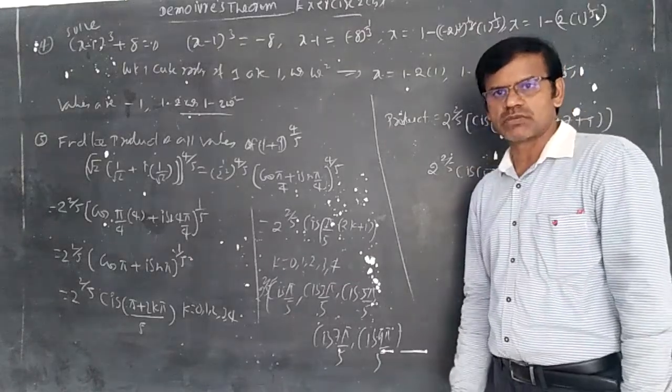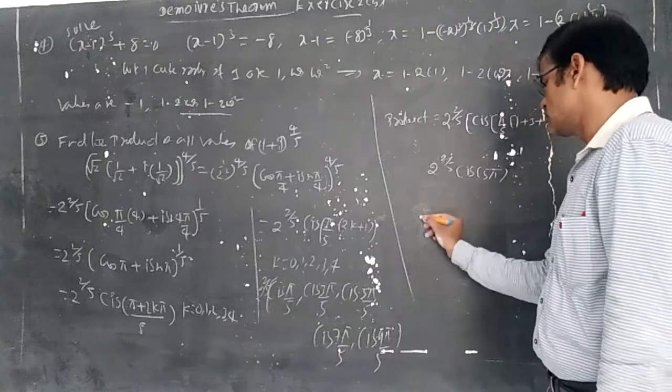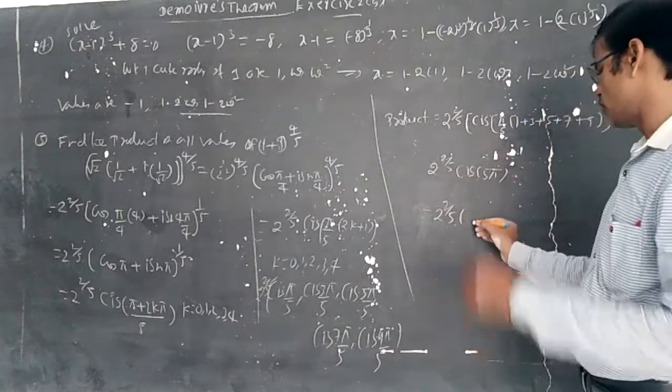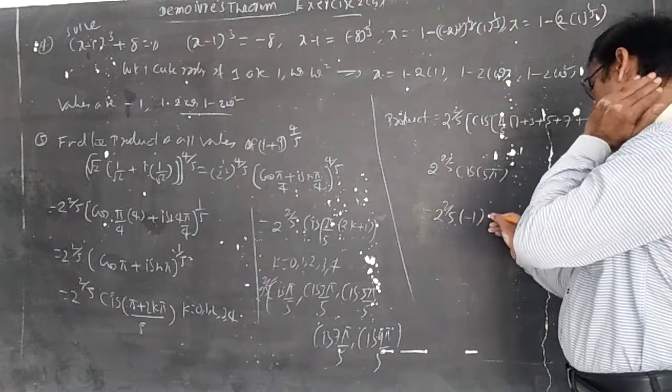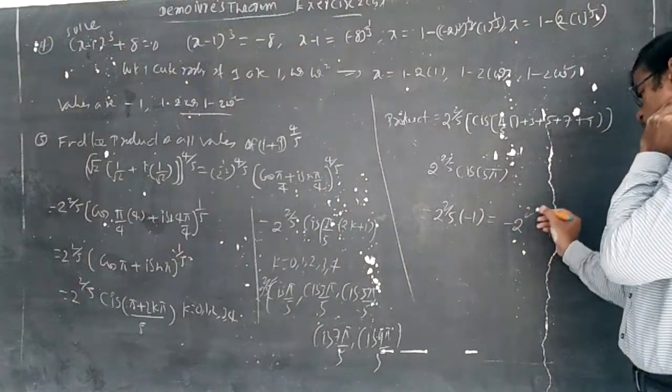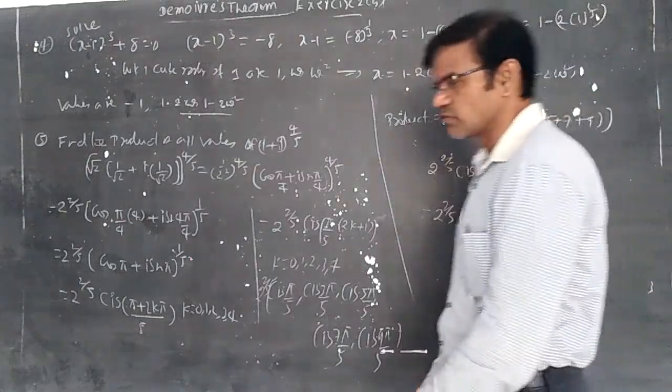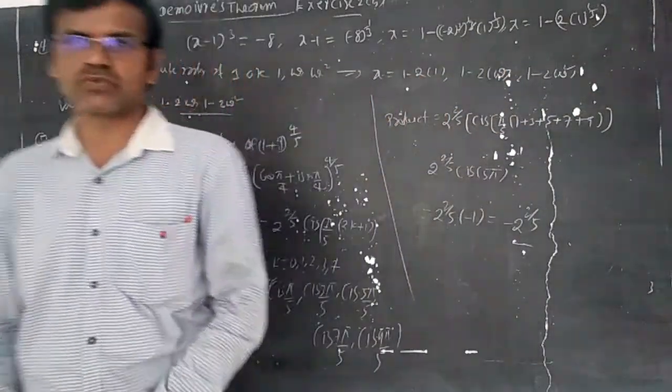Cis 5 pi is nothing but cis 4 pi plus pi. So 2 power 2 by 5 into minus 1. That's all. So minus 2 power 2 by 5. Like that you should leave the answer. If the answer is given as minus 4, it is wrong. Minus 4 you will not get.